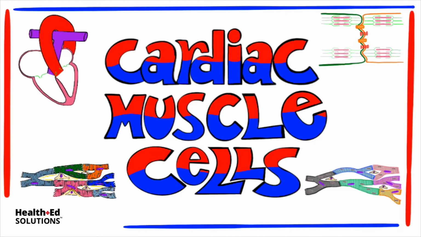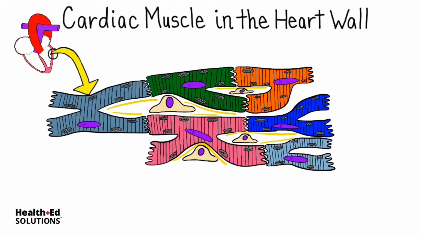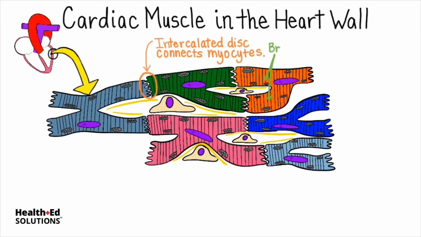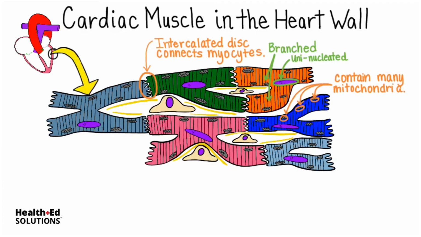Now, let's get started. Here we can see a close-up of the myocytes of the heart wall. Intercalated discs connect cardiac myocytes end to end. Cardiac muscle cells are also branched, typically only have one nucleus each, and contain many mitochondria. They prefer fat for fuel, and that means that they require constant oxygen delivery and healthy mitochondria.